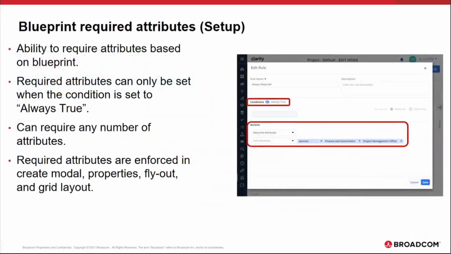Blueprint required attributes. We have the ability to set up required attributes per blueprint. Required attributes can only be set when the condition is set to true. You can require any number of attributes. Required attributes are enforced in the create modal, properties, flyout, and the grid layout.